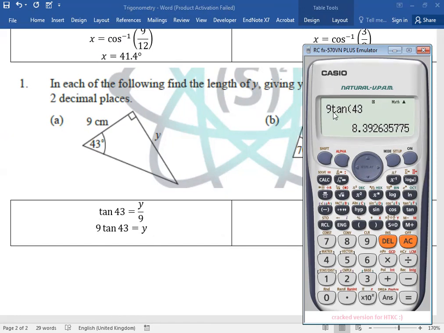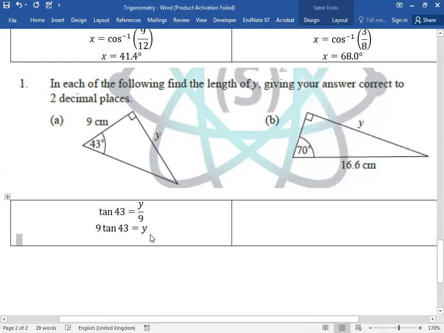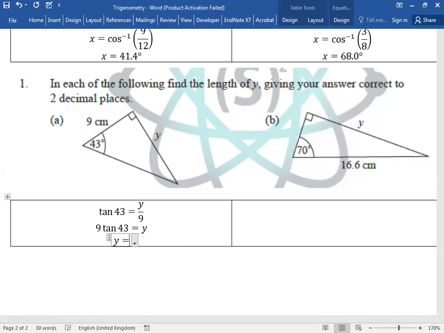And the calculator knows that the value of tan 43 is being multiplied by 9. Like when you write 9x, you know that 9 and x are being multiplied, right? Similarly, when you write the values in this form, the calculator knows it. So save yourself some time, make it easier for yourself. And what is the final value?